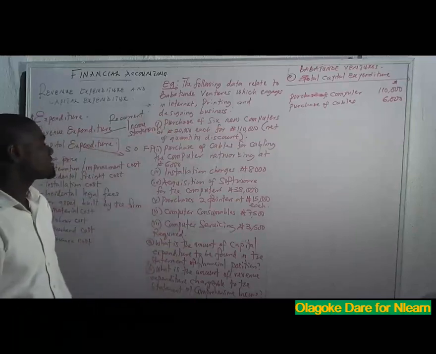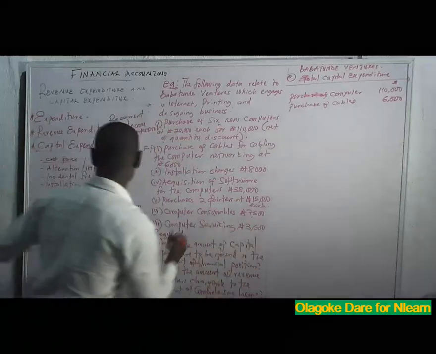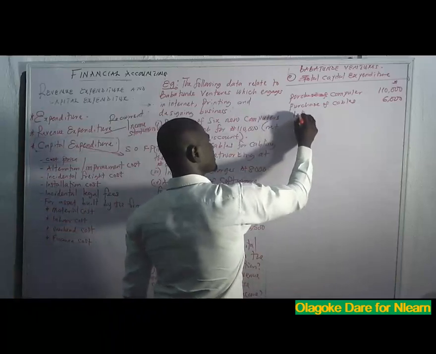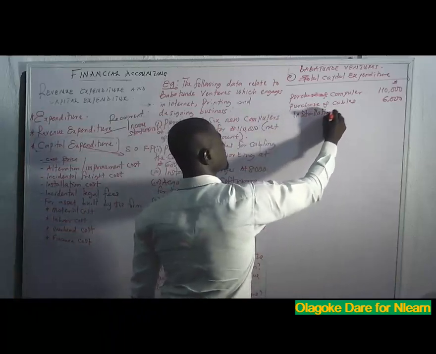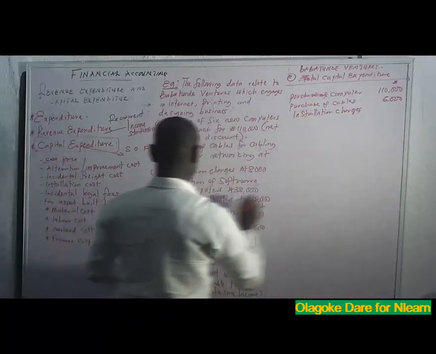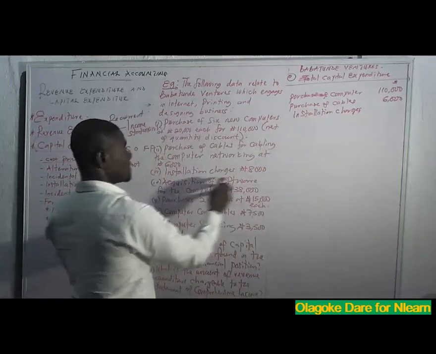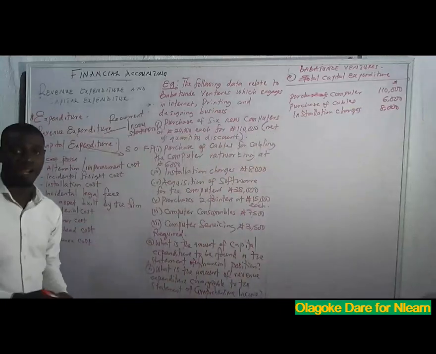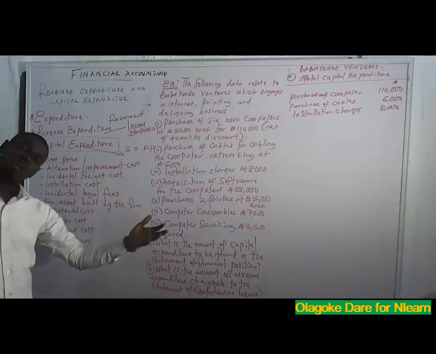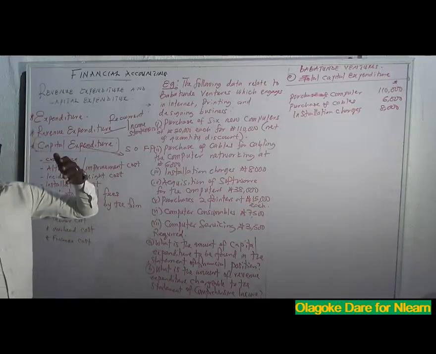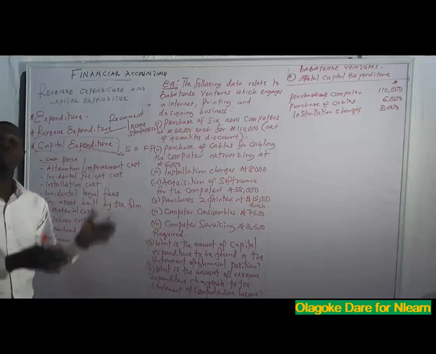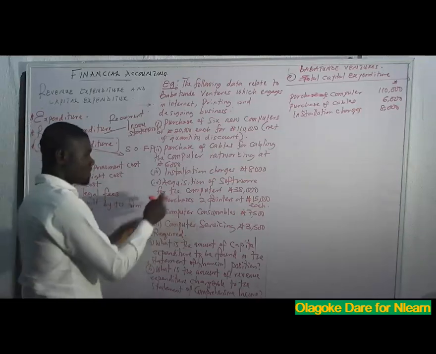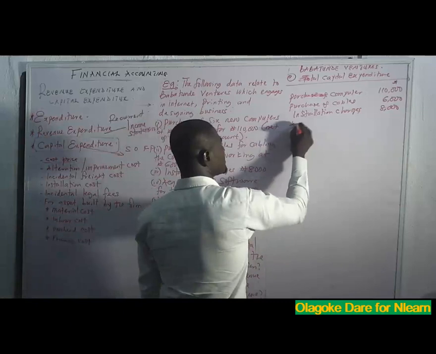Number 2, installation charges, the cost of installation, because without installation you cannot fix it. Installation charges, we have 8,000. The next, acquisition of software. A computer system is made up of hardware and software. Without the software, you cannot have a computer system. Without hardware, you cannot have a computer system. So the software will function, so it will be added. Acquisition of software.